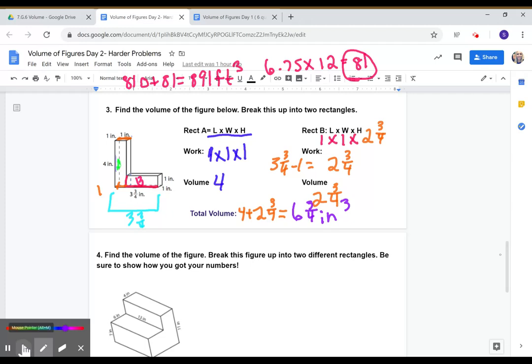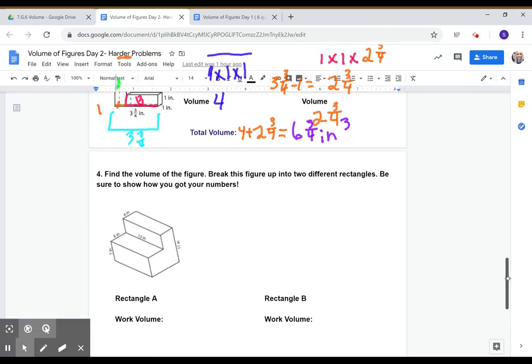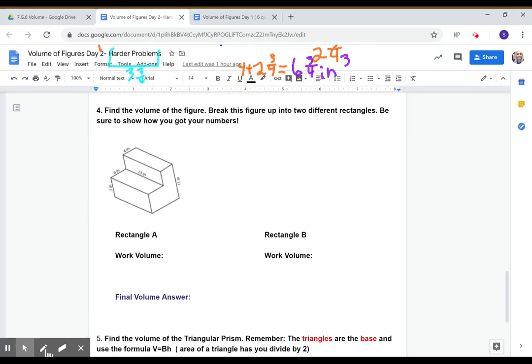Alright, I didn't break up number 4 for you, so if you would like me to, I'm going to go ahead and do that, but I am going to have you guys do this one by yourself. You should see 2 figures here. Right? I'm going to label this one A, and this one B.